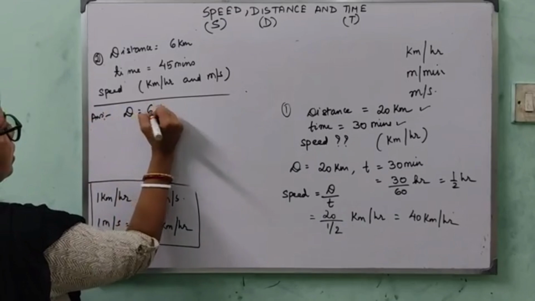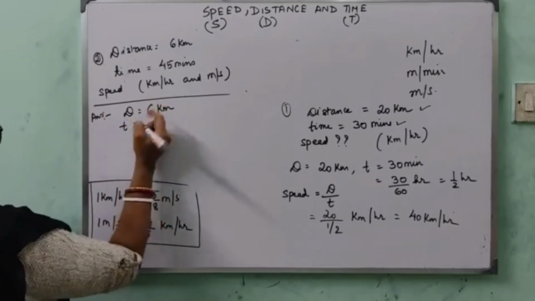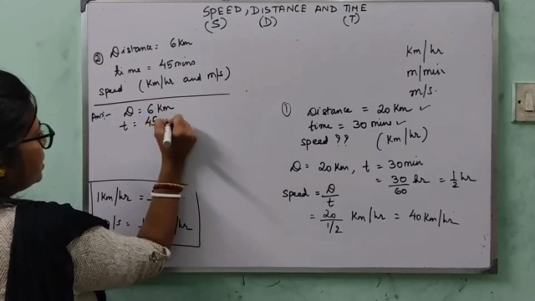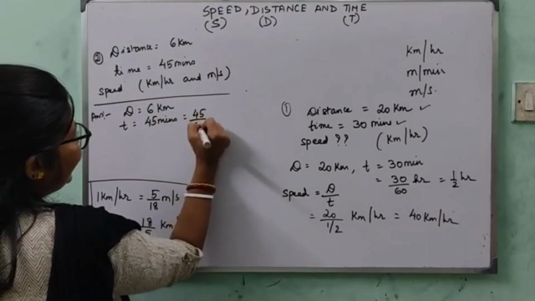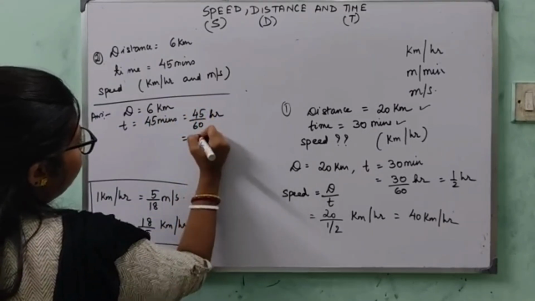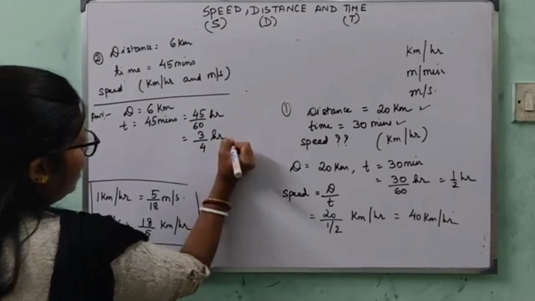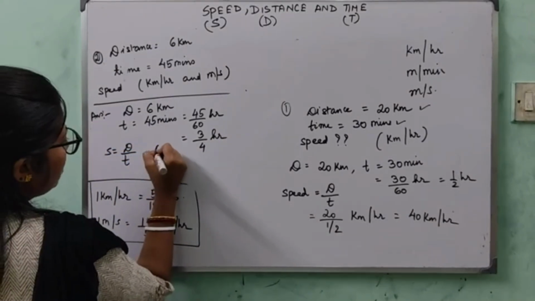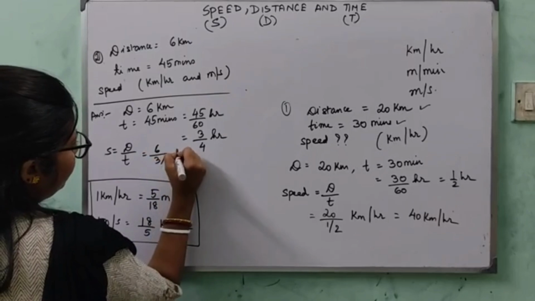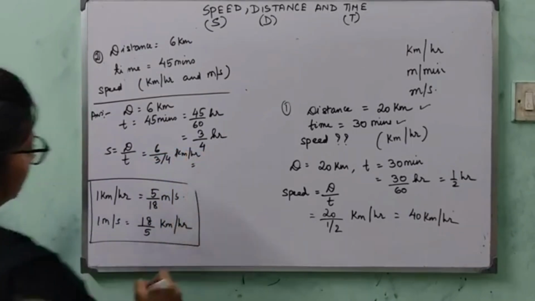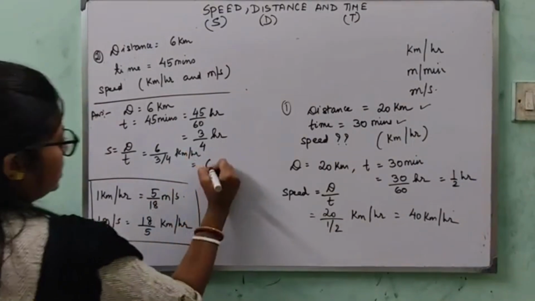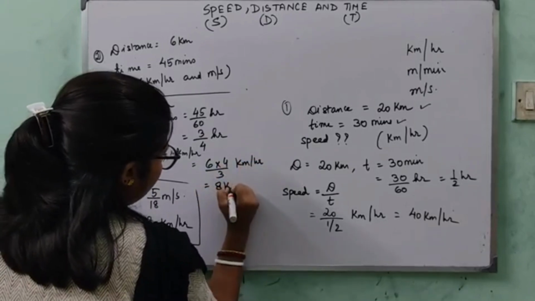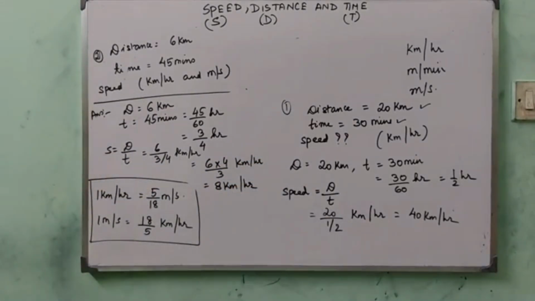So now distance is given as 6 kilometers. To find the speed in kilometer per hour, my time has to be in hours. So this 45 minutes will be 45 by 60 hour, that is 15 3s are 15, 4s are 3 by 4 hour. So your speed will be distance by time, that is 6 by 3/4 kilometer per hour. It is 6 into 4 by 3 kilometer per hour, that is 8 kilometer per hour.